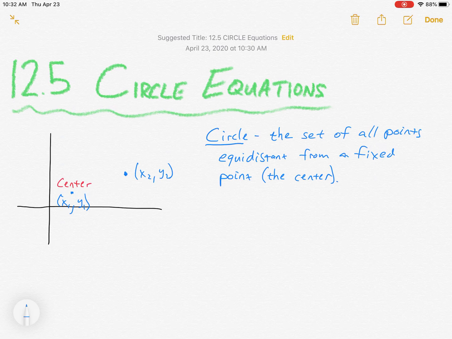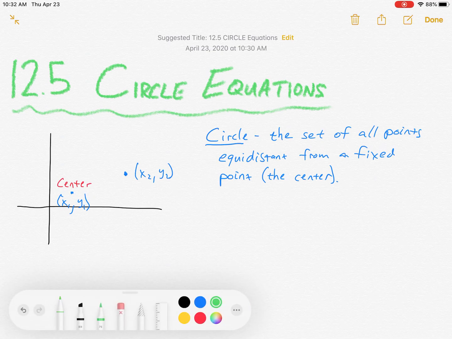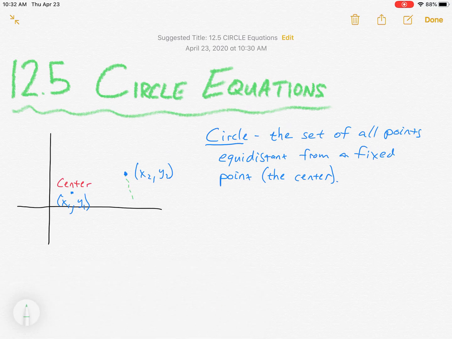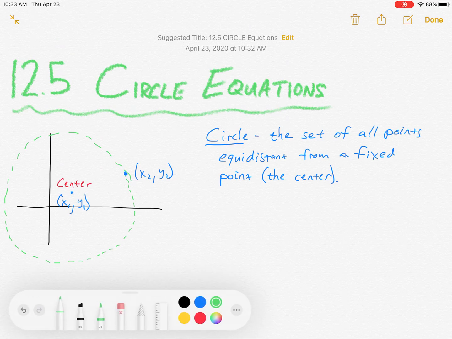So it's worth first mentioning the definition of a circle. It says a circle is a set of all points equidistant from a fixed point. That fixed point is what we call the center. So let's say there's the center x1, y1, and our circle will be every point. There's an infinite number of points that are equidistant to that. One of those points on the circle is this x2, y2.